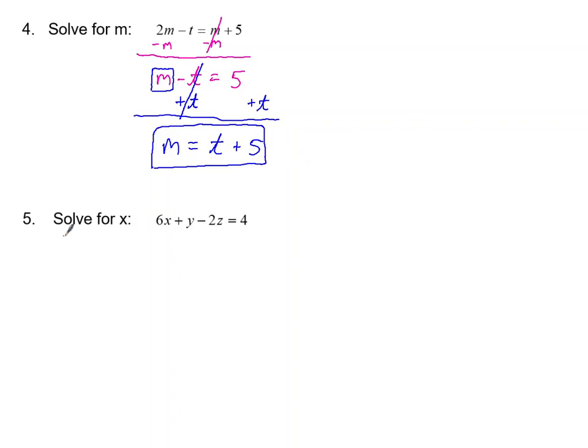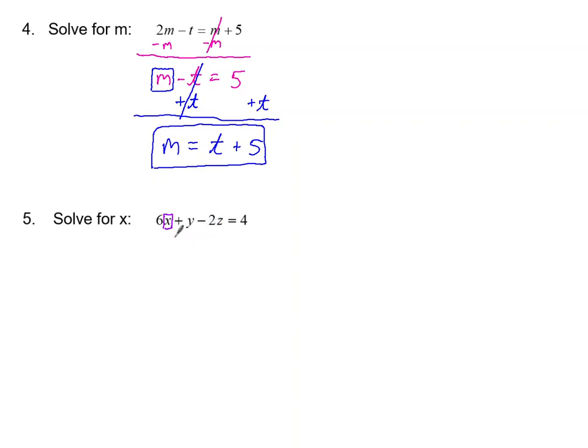One more. Let's solve for x. I see an x, I see a y, I see a z. I'm trying to solve for this x right here. Now this 6 is multiplied to x. I usually like to do my division last. So let's get rid of this term and let's get rid of this term.